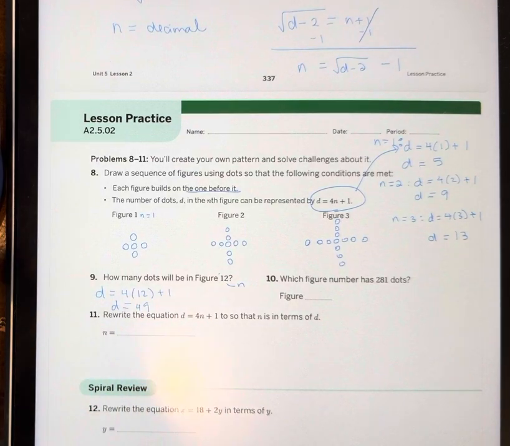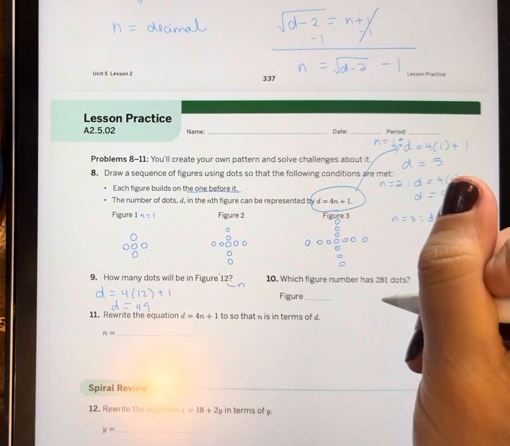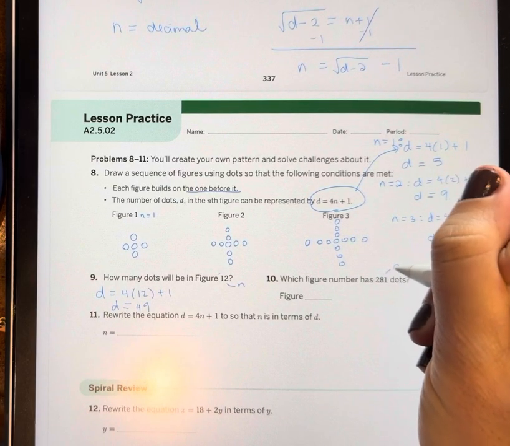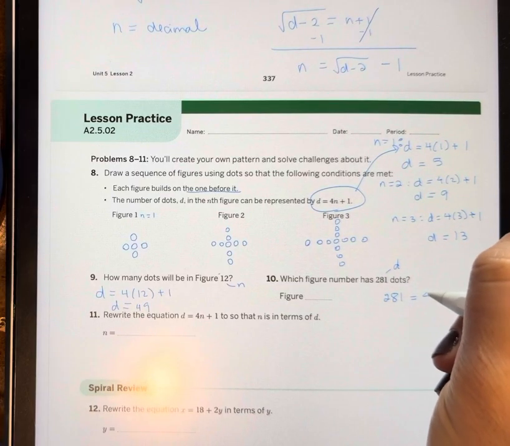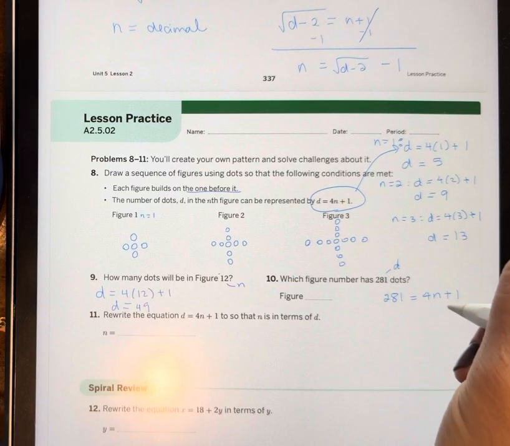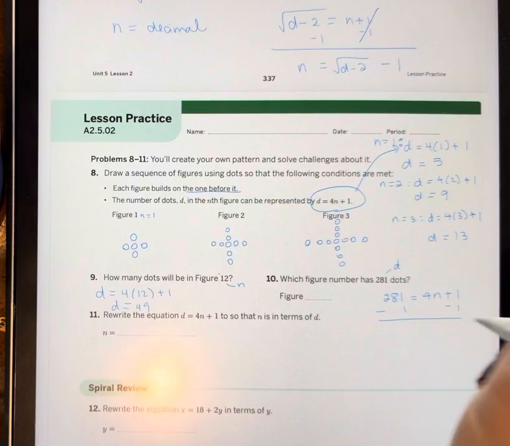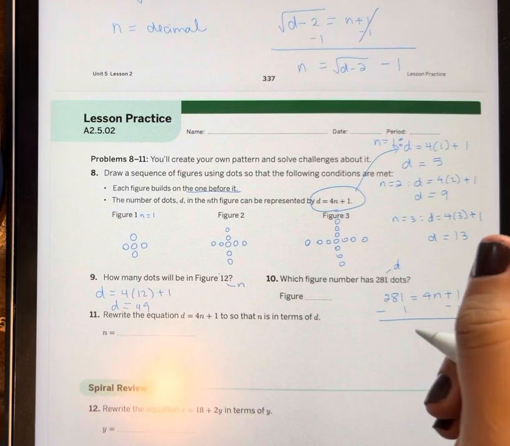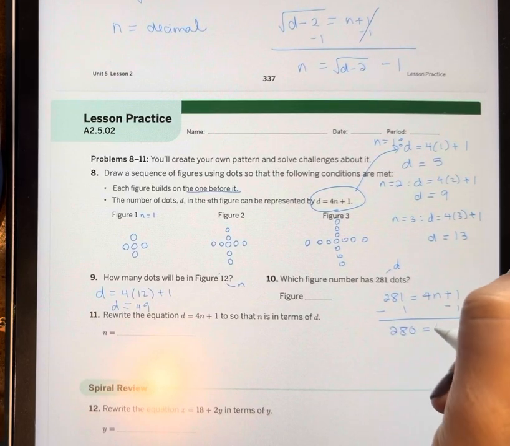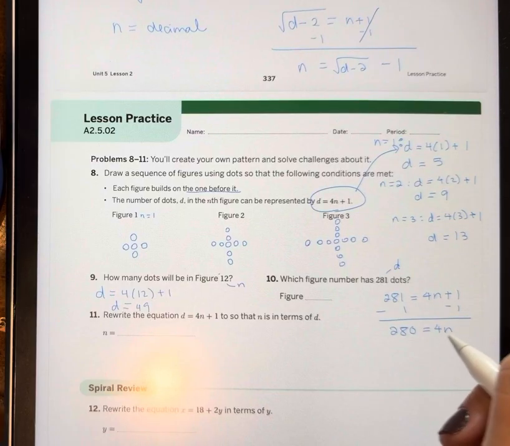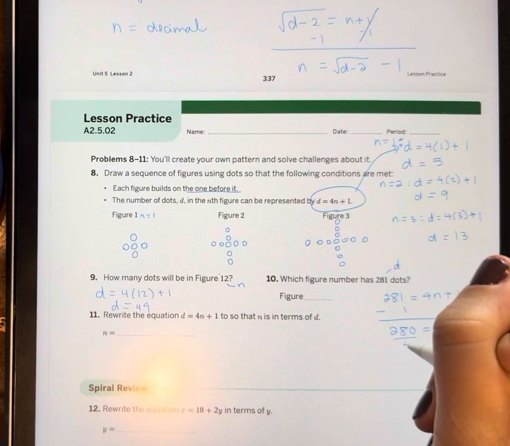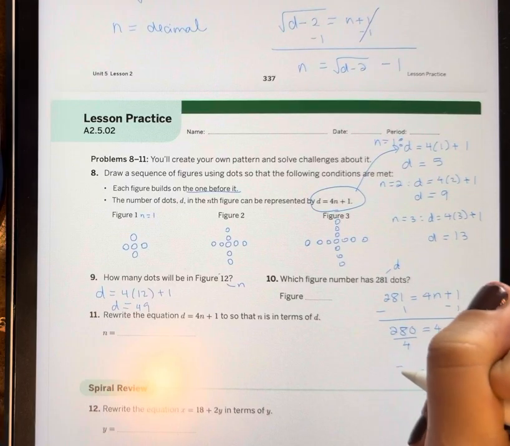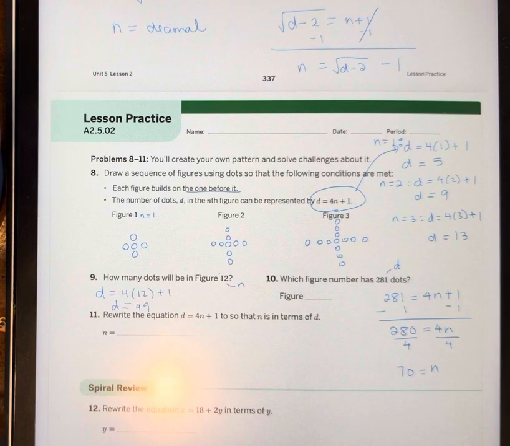And then which figure has 281 dots? Okay. Now D is 281. So 281 equals 4n plus 1, and I just work on solving this. Subtract that 1 first. This is a two-step equation. 280 equals 4n. 4n, I see no operational symbol, that means it's multiplication, so I have to divide by 4. And this is 70. Figure number 70.